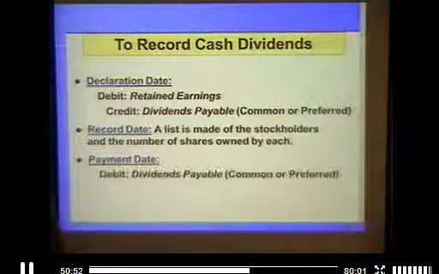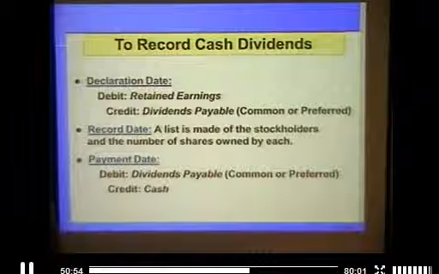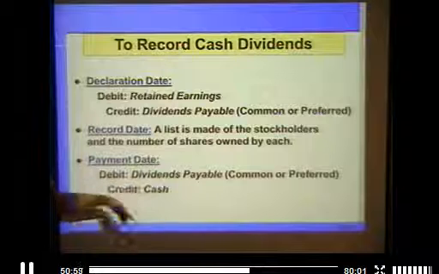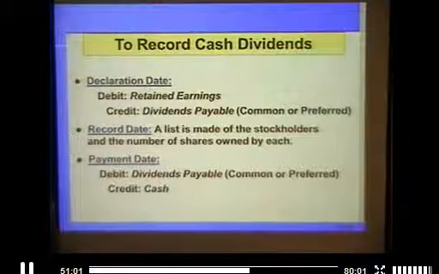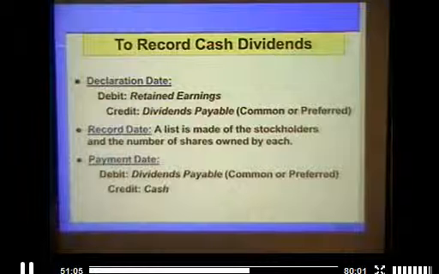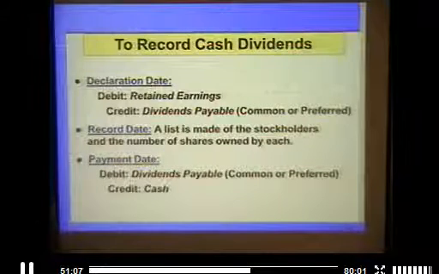On the payment date, we do it just like we do any payable account. We debit the payable and credit cash, and the money goes out to the people. Just like if it was a salary payable, only it's a dividend. Okay.